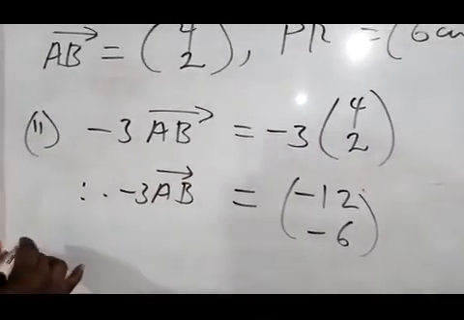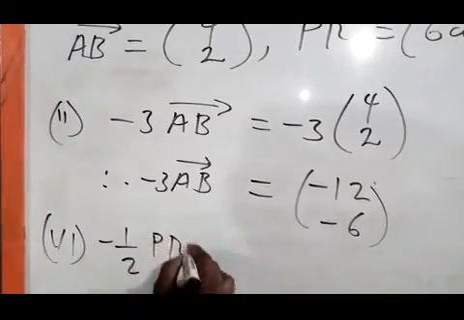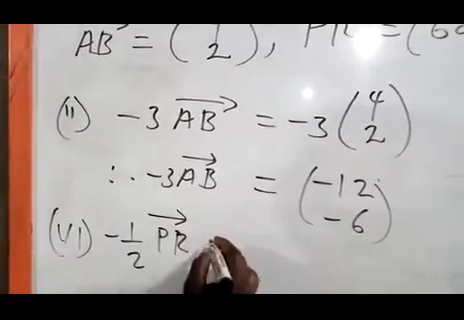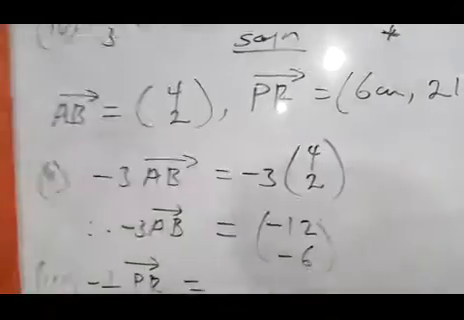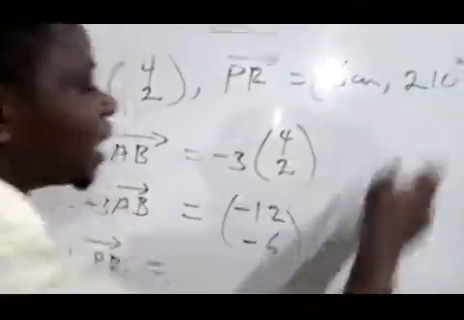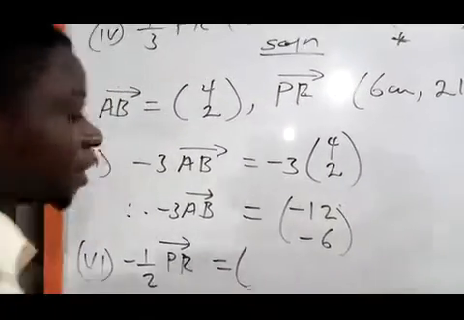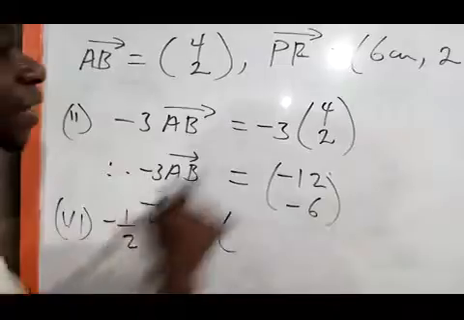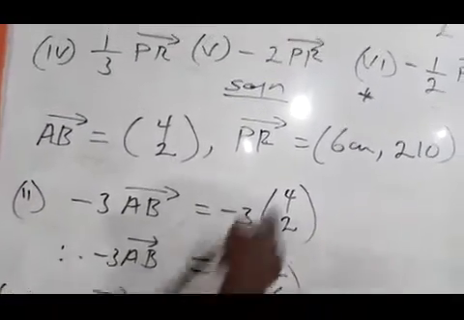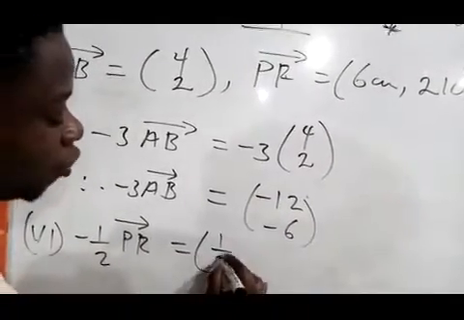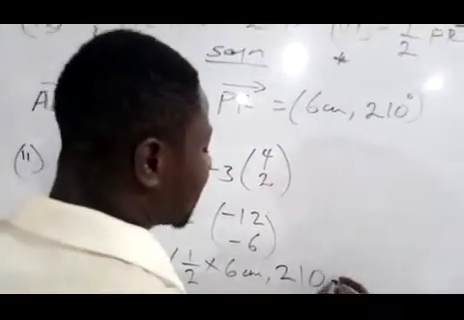Let's take VI, which is minus half PR. We know PR as this. Since it is in magnitude direction form, we apply the magnitude direction form. The half means we multiply the magnitude 6 by 1/2, so it becomes 1/2 times 6 centimeters, and then 210 minus 180.